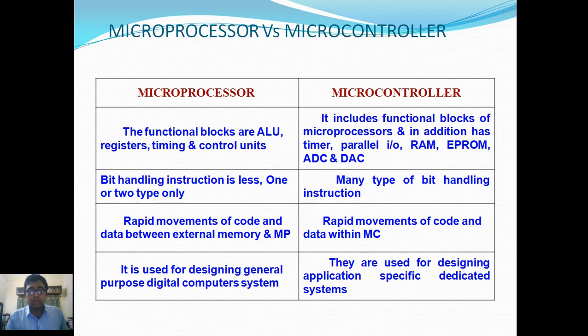In the fourth difference, a microprocessor is used for designing general purpose digital computer systems. A microcontroller is used for designing application specific dedicated systems. As we can see, in a microcontroller we can use different kinds of peripheral devices. That's why it is used to design application specific dedicated systems. Many different specifically dedicated systems can be designed using a microcontroller. But a microprocessor is used for designing general purpose digital computer systems, which, as you know, has specific limitations. And go to the next slide.